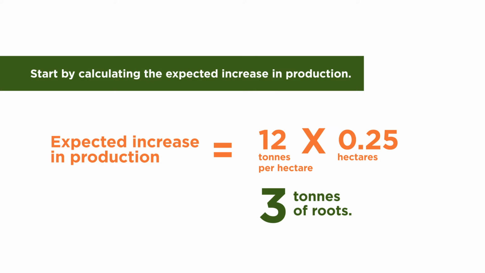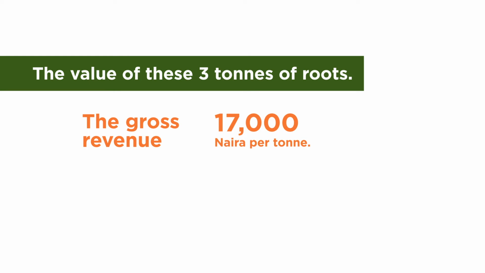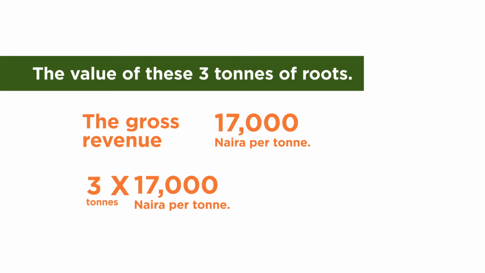Next, let's calculate the value of these 3 tons of roots. This is called the gross revenue. For this, we need to know the price of cassava roots. John recently harvested a field and sold his roots at 17,000 naira per ton. He hopes to sell again at the same price. We can now calculate the gross revenue by multiplying the expected increase in production, 3 tons, by the expected price, 17,000 naira per ton. That is 51,000 naira.